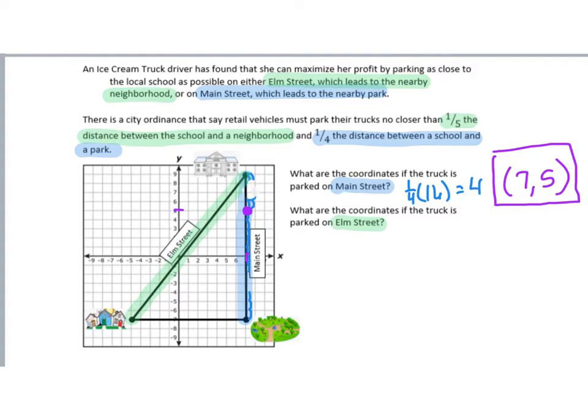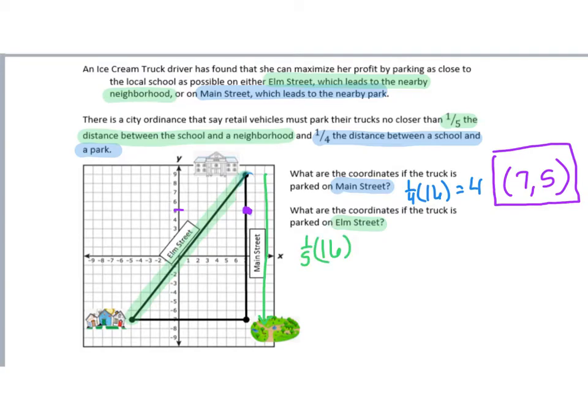So just to clean up my picture a little bit, I'm going to delete the work we did for the first part of this problem, so that we have a clean slate for the second part. Okay, I can still see I left the point where I'm going to park. Now we're first going to talk about our vertical change. To go from the school to the neighborhood, that is still, just like before, going down 16 units, right? We can't go more than 1/5 of that.